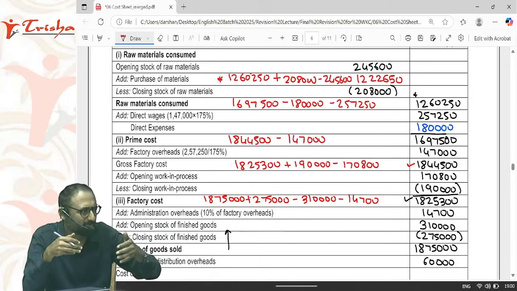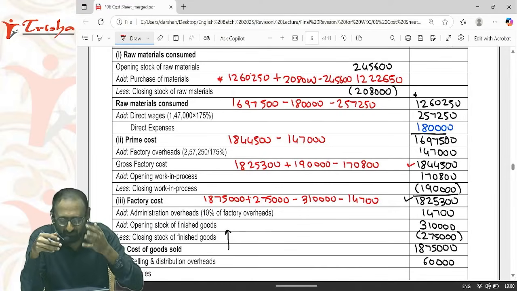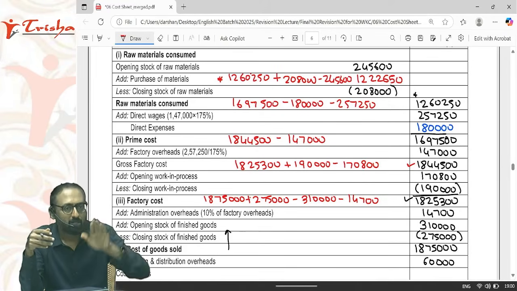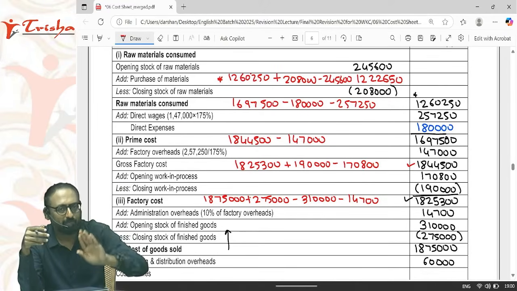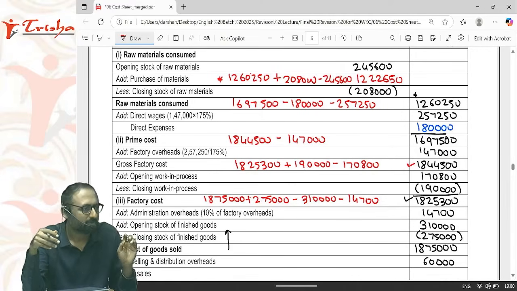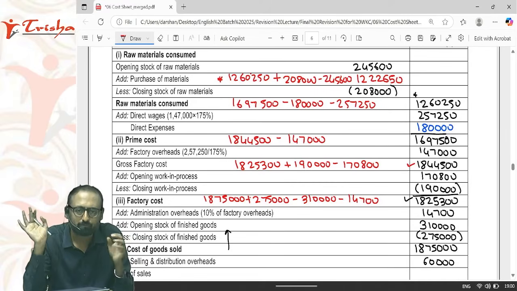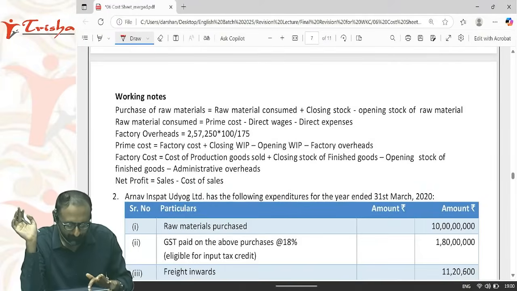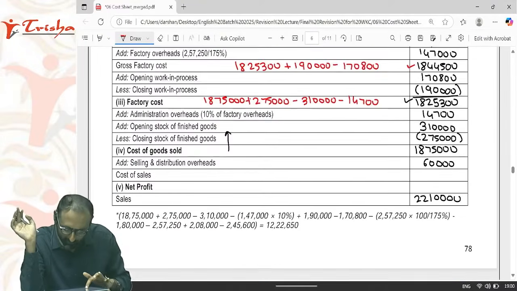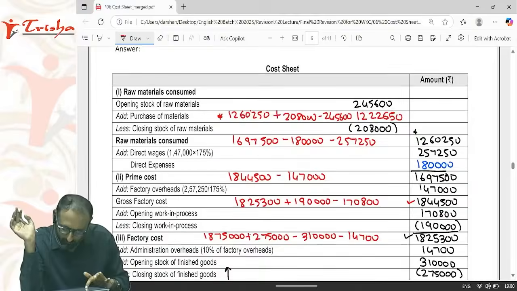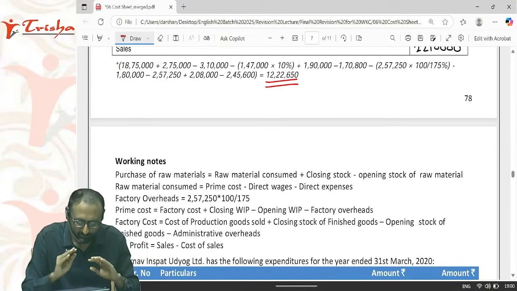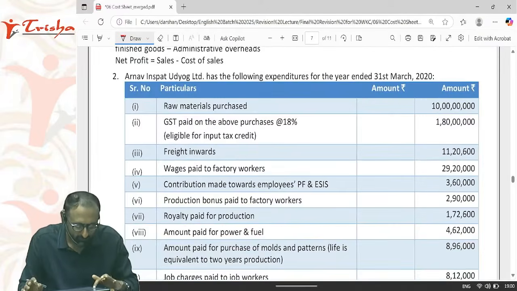Calculation mistake is possible. We are solving very fast, so there is a possibility of calculation mistake, but you understood how to solve. In case of reverse working, if you have added something, you'll have to deduct. If you have deducted something, you'll have to add. Is it clear to every one of you? Yes or no? Next one. 12,22,650. Our answer is absolutely correct.